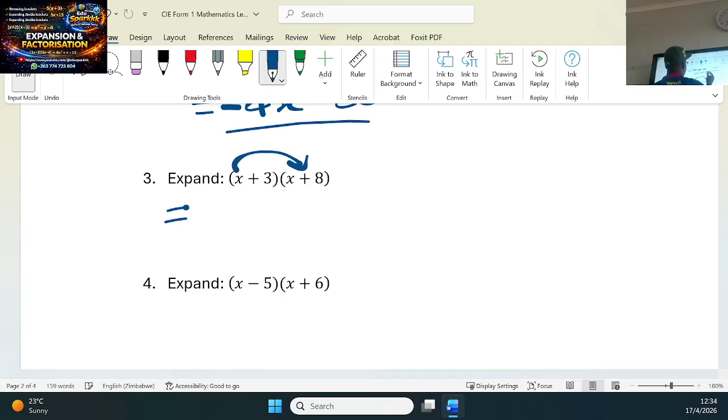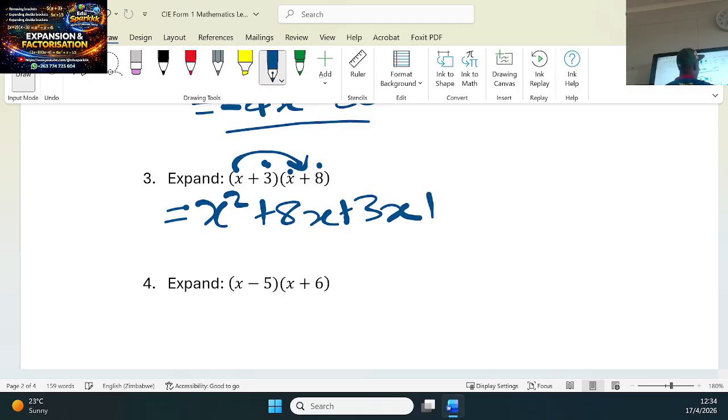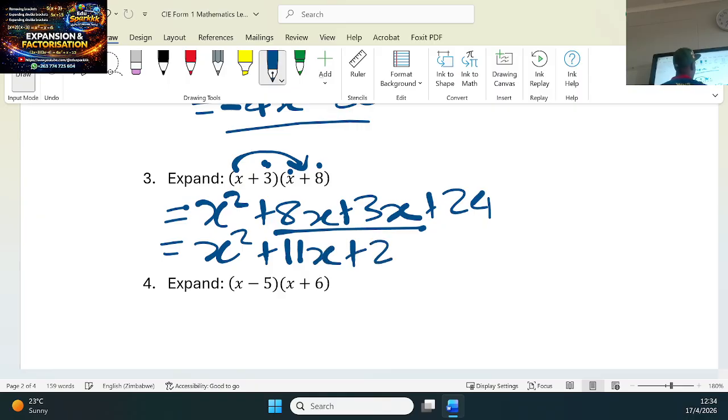x will multiply everything in the second bracket. So it's x times x, so we have x squared. x times 8 is positive 8x. Then 3 will also multiply everything in the second bracket. So 3 times x gives us positive 3x. And 3 times 8 gives us 24. But now we can simplify this. So it ends up giving us x squared, 8x plus 3x gives us 11x, plus 24, which is our solution.